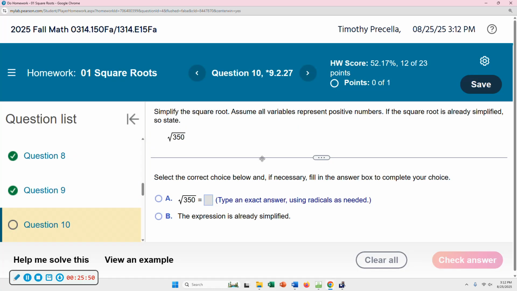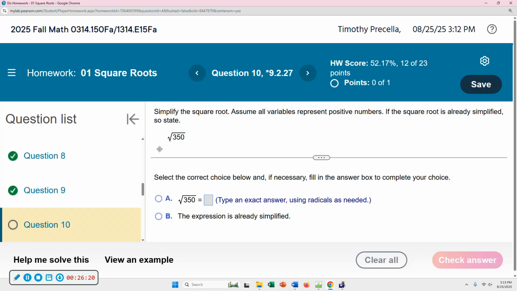Oh, another one. Number 10. The square root of 350. One thing about this course is all math builds. What we're doing today, we'll be doing at the end of the semester too. You have to know how to reduce square roots in this course. Because, oh yeah, we just keep going and going.